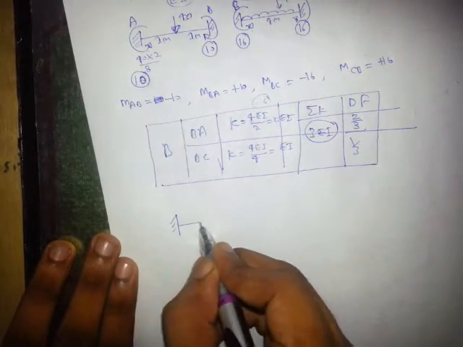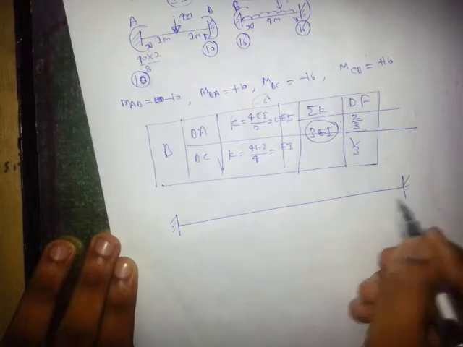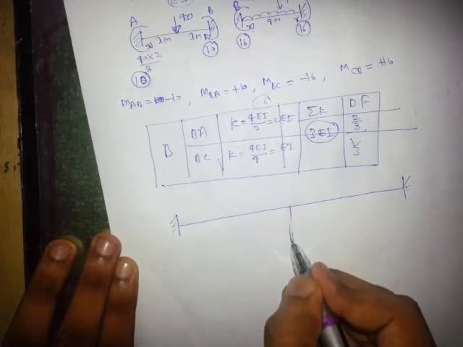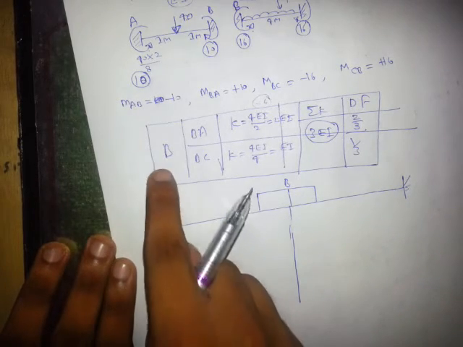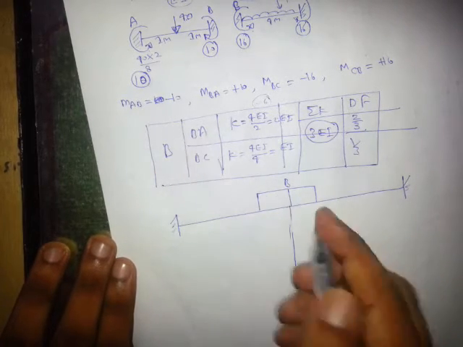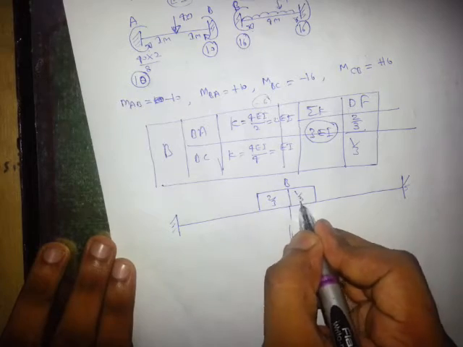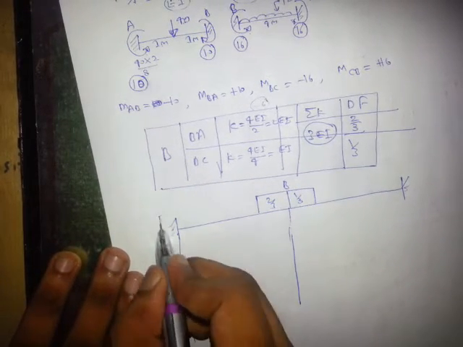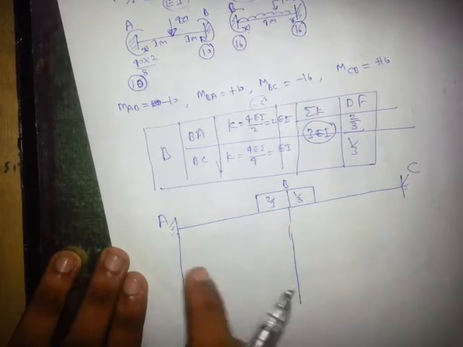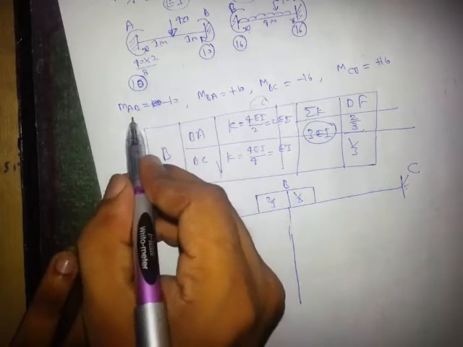This is fixed, this is fixed, this is partially fixed. C, this is B. The distribution factor from B to A is 2 by 3 and B to C is 1 by 3. Now I will write this is A, this is B, this is C. A to B, what is the value of moment?